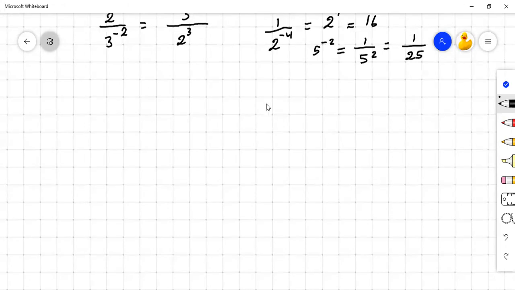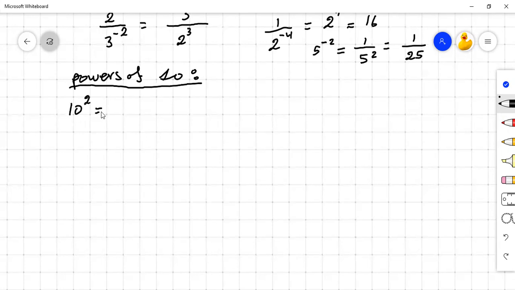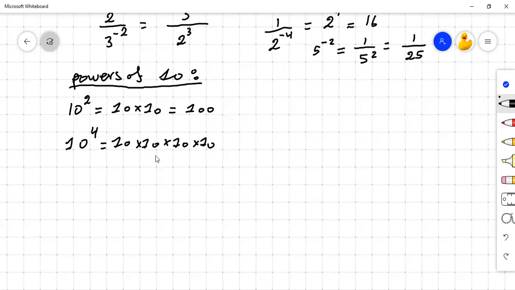Now let's talk about the powers of 10. What if we have 10 exponent 2? It is equal to 10 times 10, which is equal to 100. If we have, for example, 10 exponent 4, it is equal to 10 times 10 times 10 times 10, 4 times, which is equal to 10,000.